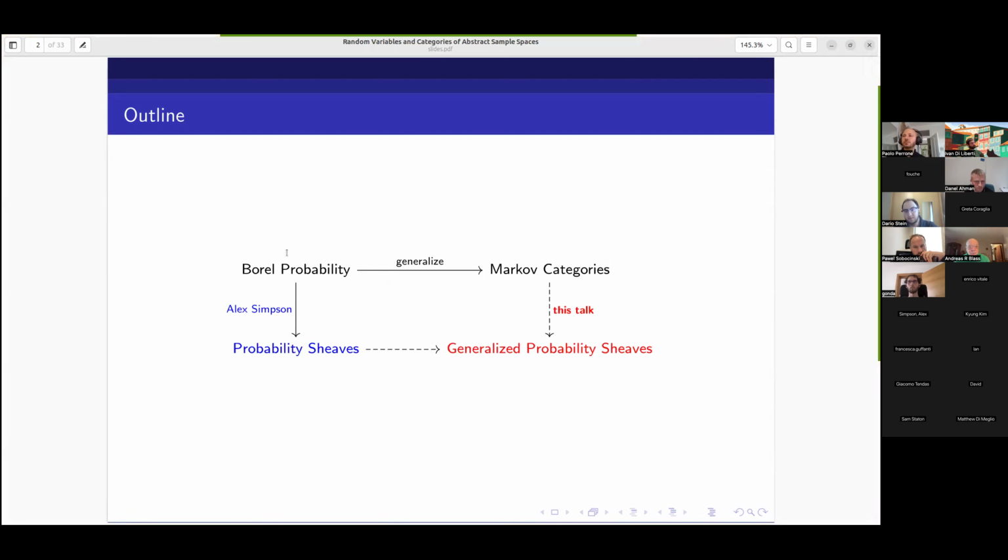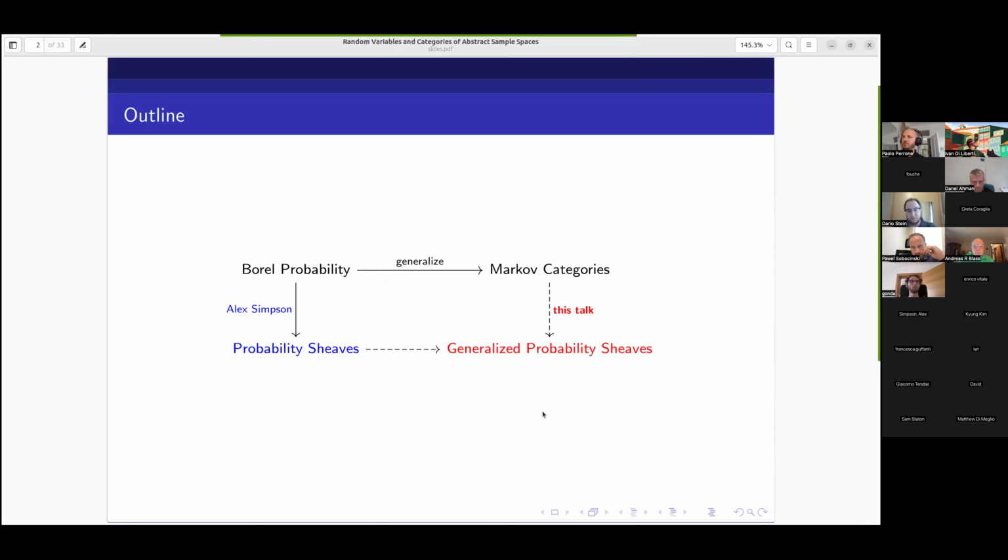I will start a bit with Borel probability and what random variables are. And then there's two lines of work, and the first line of work has been done by Alex Simpson, who developed a very nice formalism called probability sheaves to kind of explain what random variables are for a category theorist. But then it's possible to generalize Borel probability to all sorts of more exotic abstract probability theories. So Markov categories has been a nice language to do that.